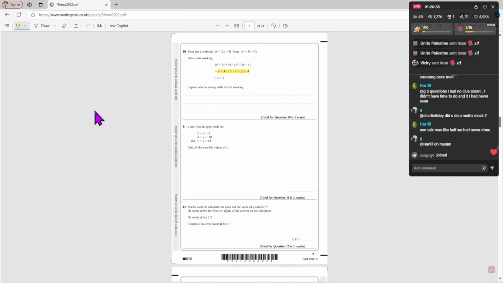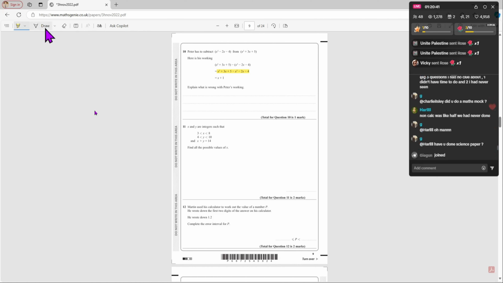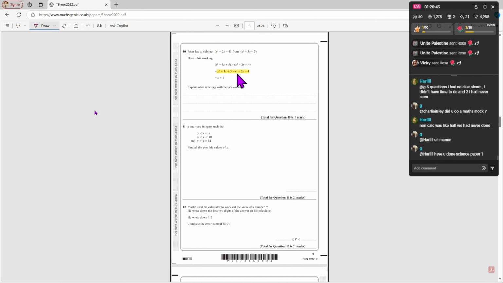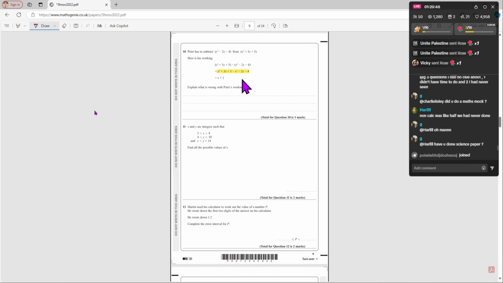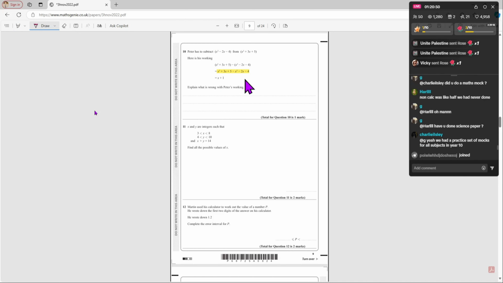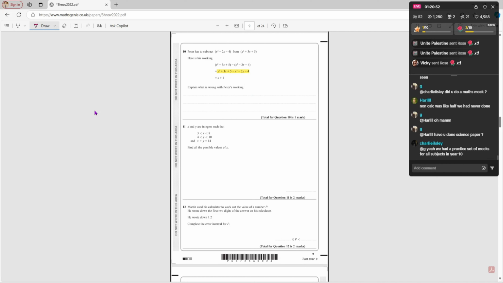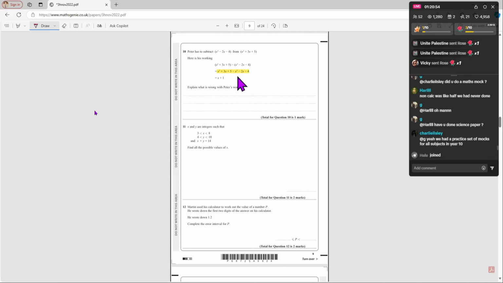So what did he do wrong? If you do x squared minus x squared, you will cancel these two out. And then 3x plus minus 2 is going to be x. And then 5 minus 4 is going to be 1. So what he did wrong is that he did not take away the minus 2x.